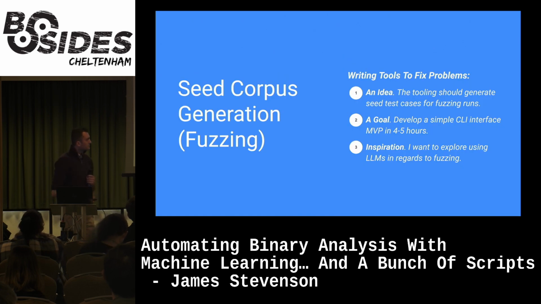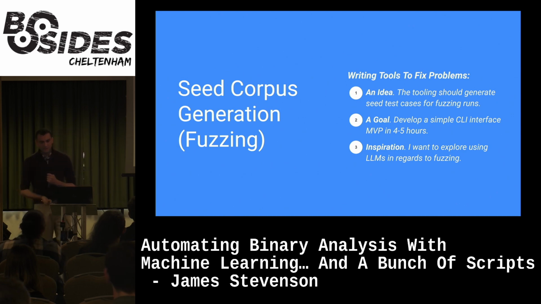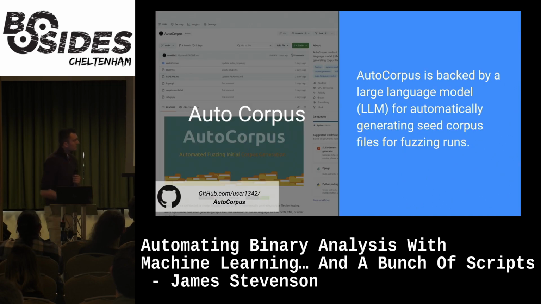So the last tool we're talking about is a tool for generating seed corpus files for fuzzing using machine learning. For this, we had an idea, right? The idea was that we wanted to accelerate fuzzing, especially that onboarding phase of fuzzing. The goal was I basically had a day off work, and I said, well, I have 4 hours, let's figure out how to do this. And I wanted to make a really simple command line tool. The inspiration was that I was using LLMs with Monocle, and I said, well, I really want to use an LLM when it comes to fuzzing. So that's where AutoCorpus was made.